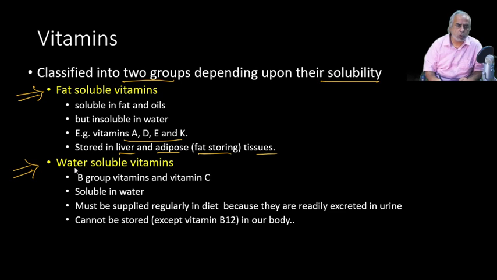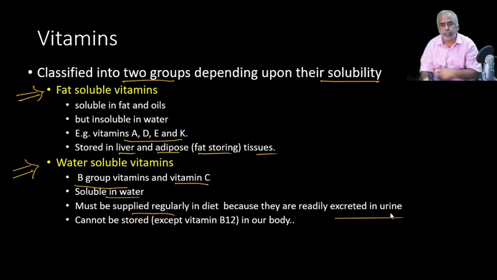What about the water soluble vitamins? B group vitamins and vitamin C are soluble in water. They are not soluble in fats and oils, but must be supplied regularly because they will be readily excreted in urine, so that loss should be compensated. So they cannot be stored in our body, except vitamin B12, and that is why vitamin C and B should be taken regularly.